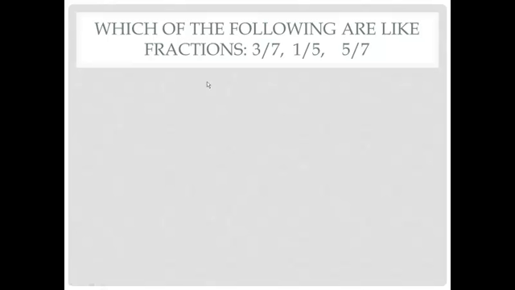Which of the following are like fractions? Well, if you read your text, we find out that like fractions have the same denominators. So looking at these three fractions, 3/7 and 5/7 have the same denominators. Therefore, 3/7 and 5/7 are like fractions. Like fractions have the same denominators.